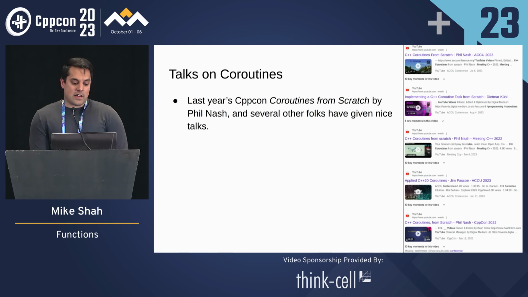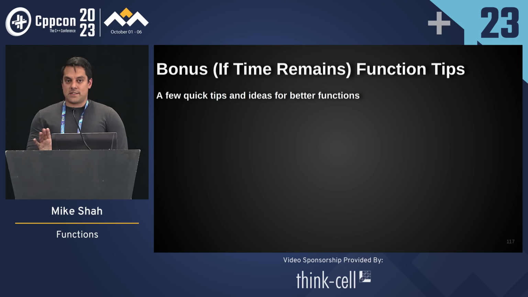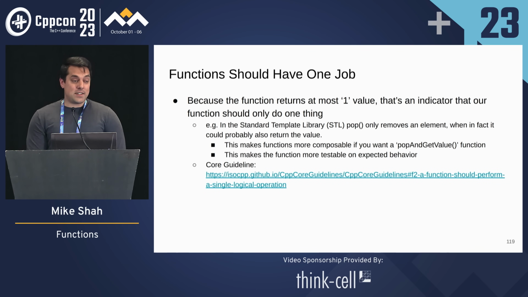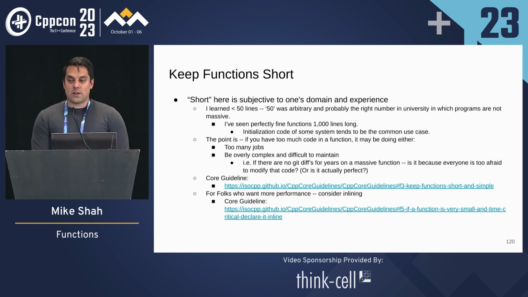So for the purpose of our last 30 seconds, and I'll hang around for questions as well, I'm just going to flip through some tips here. Name your functions well. Here's a few examples. The more descriptive, the better. We have plenty of memory to do that. Describe the action. Functions typically should have one job. And you can look at the standard library. This is maybe a hot thing to debate, but it makes them more testable, I think, and more composable. That's my view on it. You can take a look at the core guidelines. Shorter functions are better.